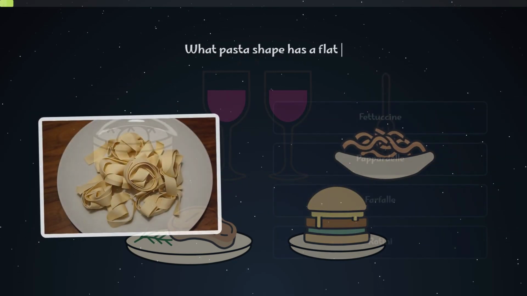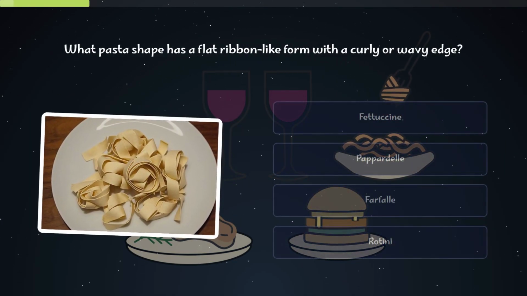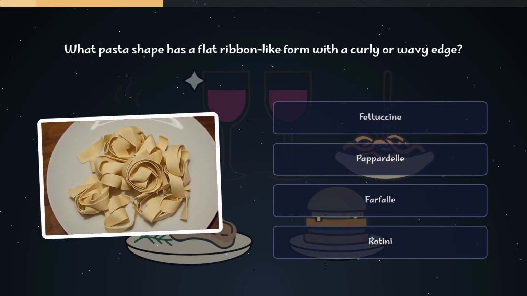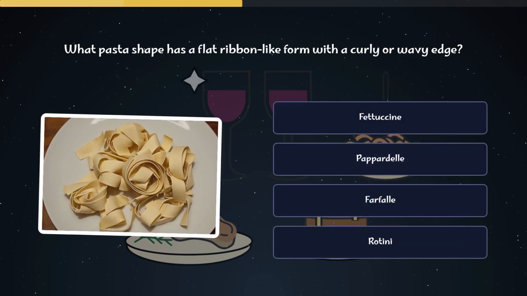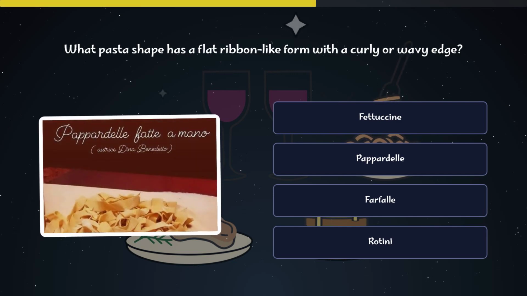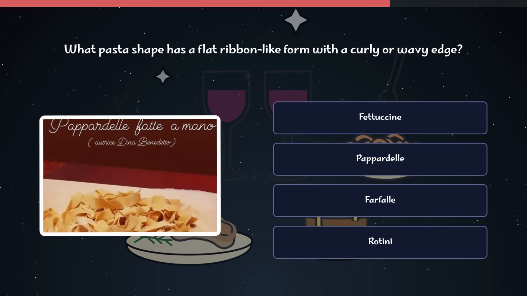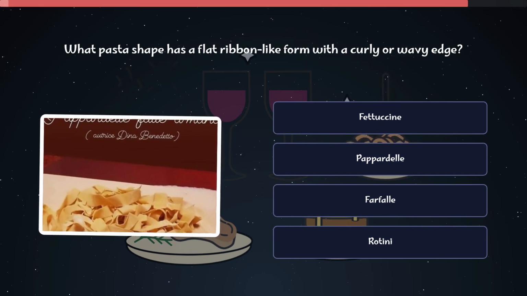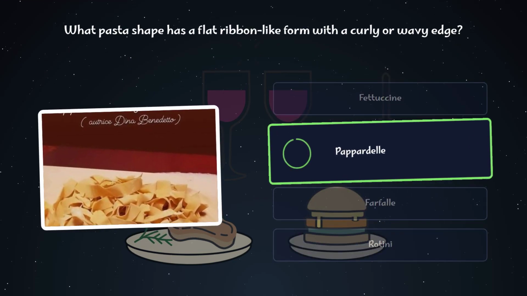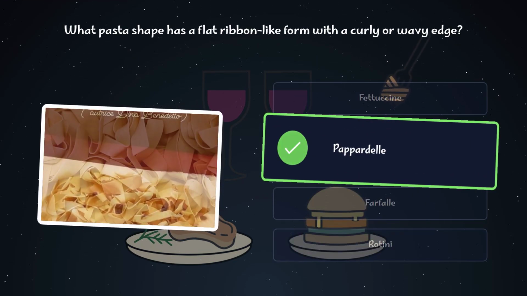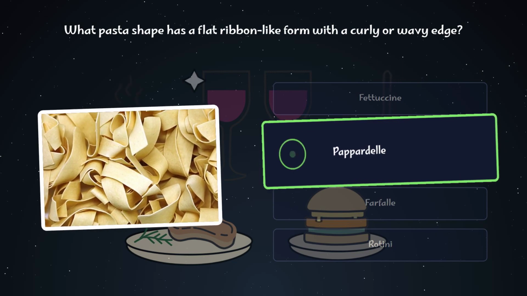What pasta shape has a flat ribbon-like form with a curly or wavy edge? Pappardelle is a pasta shape that has a flat ribbon-like form with a curly or wavy edge.